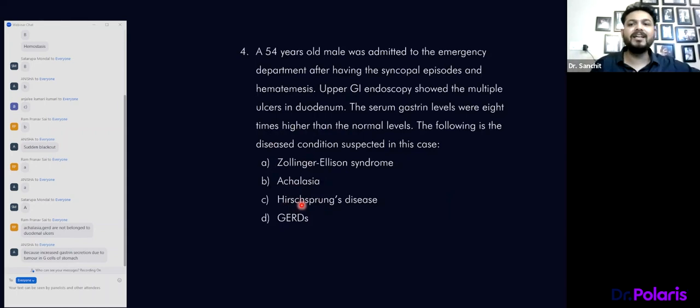And GERD is basically something which won't present to you with ulcers in the duodenum and sudden bleeding like this. Okay, they will present with heartburn. Okay, a sudden stuffiness over in my chest. That is what these things will be for GERD. But yes, if the only thing that is present here will be there, so Zollinger-Ellison will become the right answer because of gastrinomas. Everybody clear?